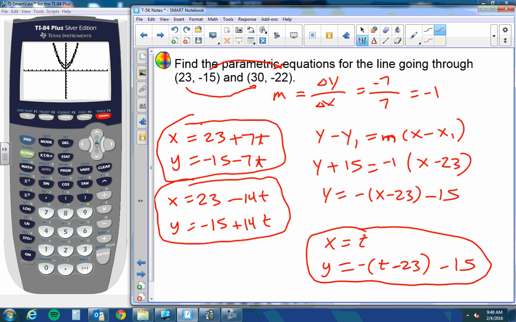So there are 3 different answers for this question. And what I'm saying is, in some application problems, you might choose this way, but then again, you can always do this way, whichever suits your fancy.